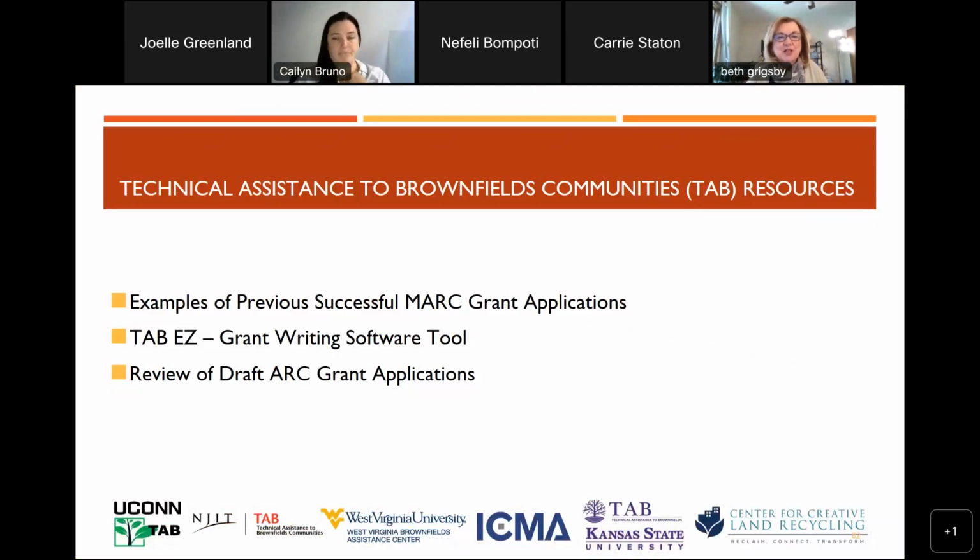And examples on our websites, examples of previous successful MARC grant applications. This is over a period of years. So make sure you check that out, but do not grab text from these and use it as canned language. Not good, not good. The TAB Easy, near and dear to my heart, grant writing software tool.